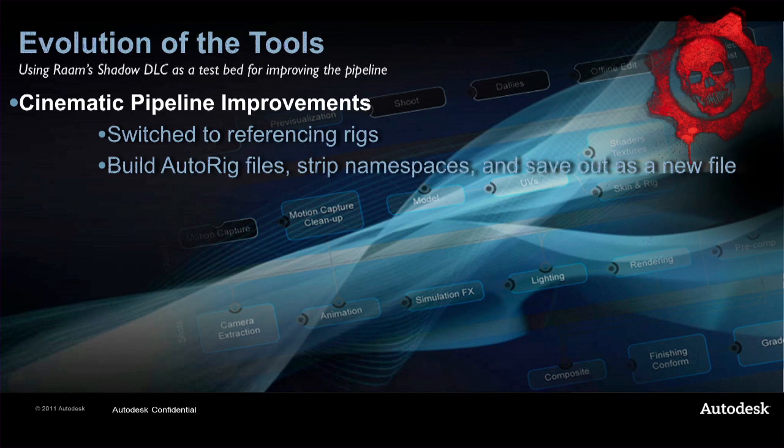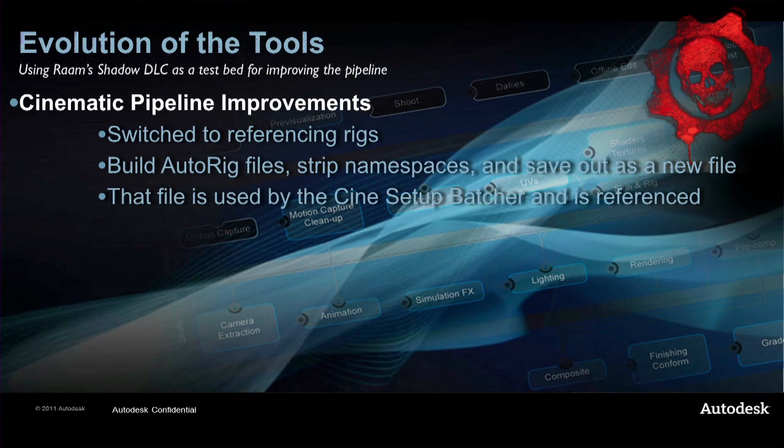We had gotten rid of that initially because, again, dealing with namespaces and things like that can be a bit of a pain. But we brought it back because the wins and the conveniences were so much, it was really worth doing. So the process for that is instead of the animators building the auto rig, I build it. I use a script to strip out all the namespaces, and I save that out as a new file. The Cine setup batcher is going to then look for those files.